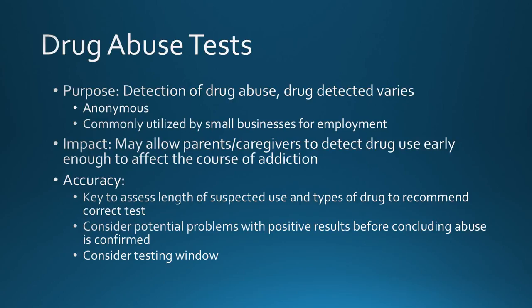However, there are a few special considerations. The first is to try and assess the length of suspected use and the types of drugs that the person suspects the patient may be using, to recommend the correct test. You also want to encourage the person purchasing the test to consider potential problems with a positive test result before concluding that there is drug abuse, and consider the testing window. Some drugs are metabolized out of the body fairly quickly, and it can be hard to get a test in that time frame to get a positive result.